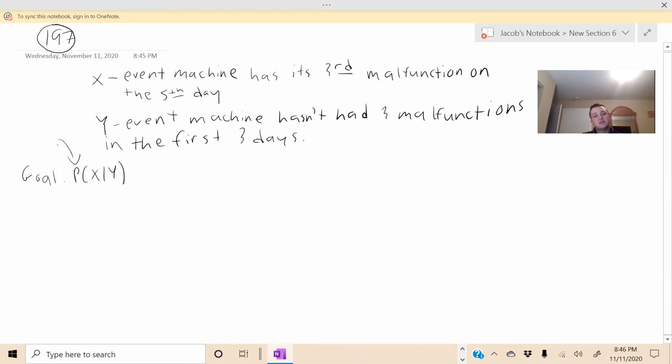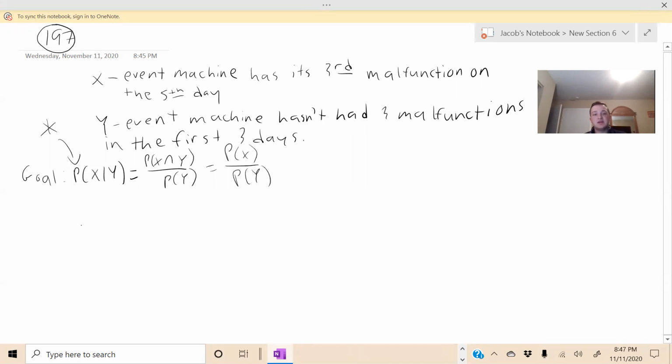Okay. So now we set the problem up. This is our goal. The first thing I want to do is expand this a little bit. We know the probability of X given Y is the probability of X intersect Y divided by the probability of Y. Well, we know that the intersection of X and Y in this case is just X, because the event of having its third malfunction on the fifth day is talking about time past the first 3 days. As you see here, Y is the event the machine hasn't had 3 malfunctions in the first 3 days, and X is dealing with the third malfunction on the fifth day. So that's why we can say that this intersection is just the probability of X, divided by the probability of Y. So we need to find these two probabilities.